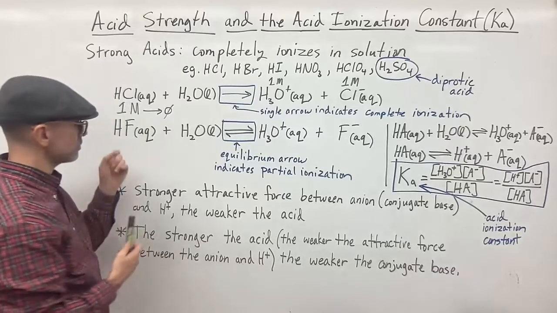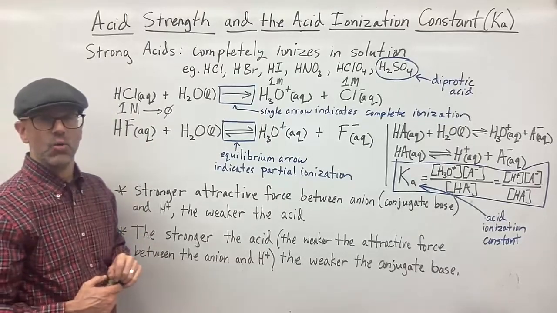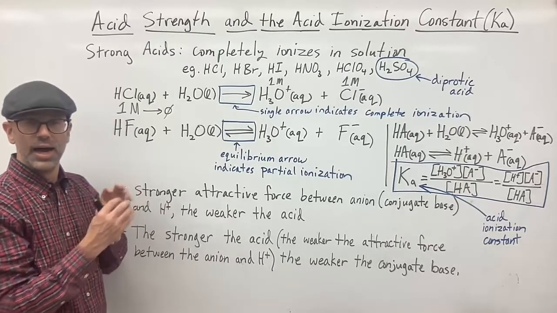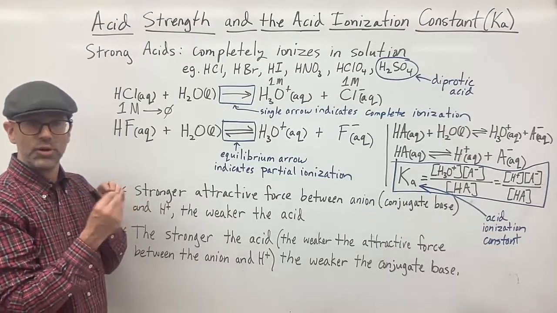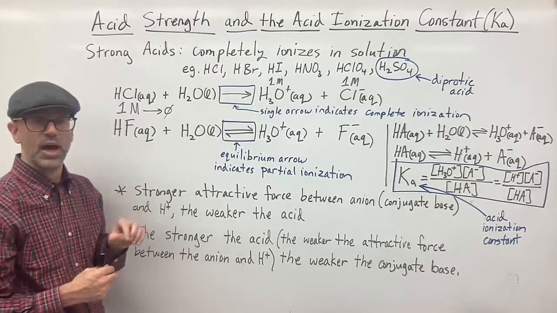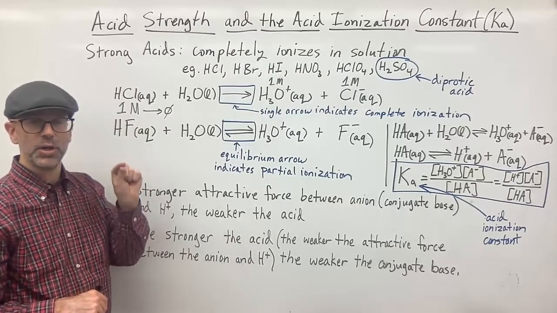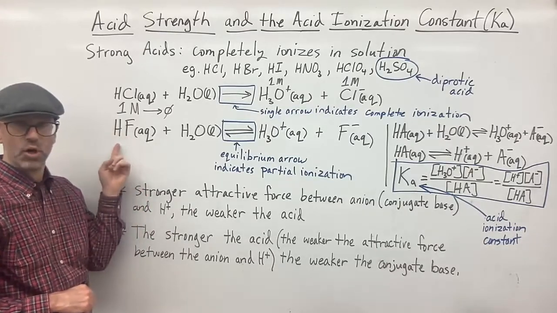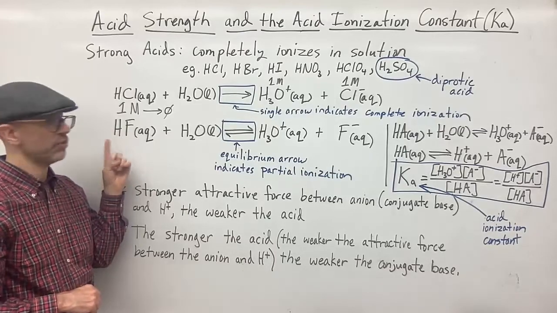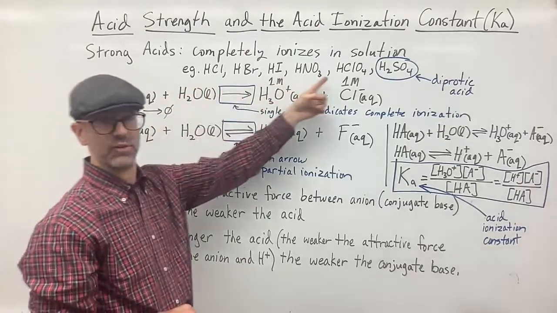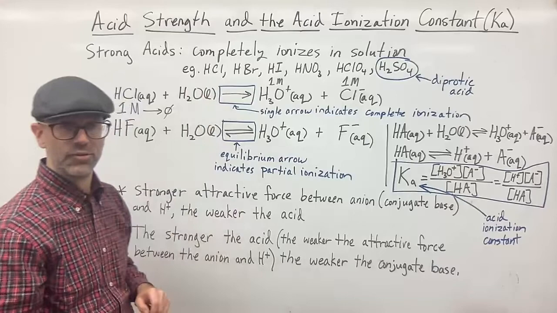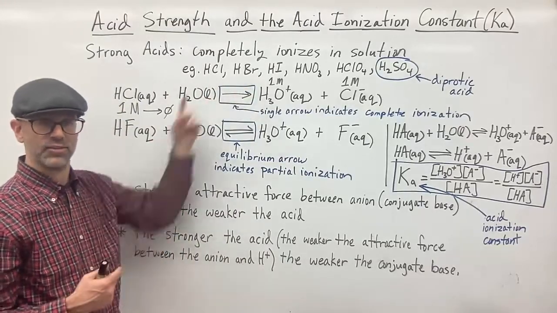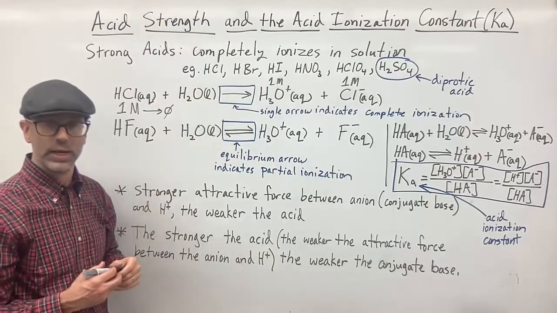What about a weak acid? Well, a weak acid means that it hardly dissociates or ionizes at all. There's a partial ionization such that a tiny bit will ionize, but most of it will stay in this form. HF is a good example. You'll notice that HF is not one of the six strong acids. Any acid that is not one of these six acids is a weak acid.